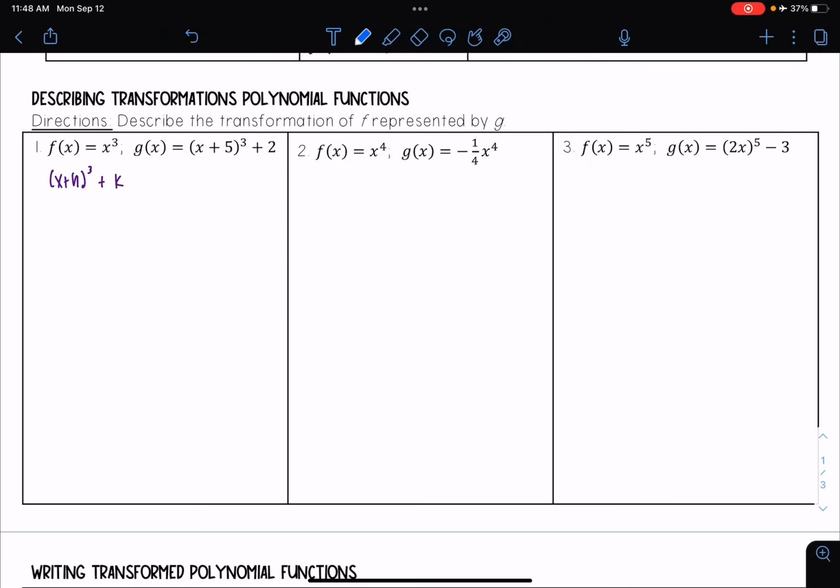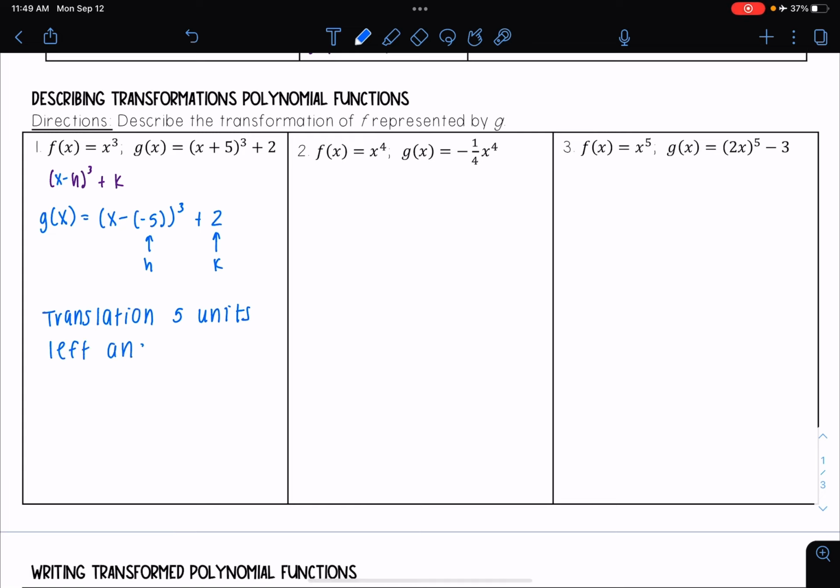So I'm going to go ahead and rewrite this g of x to equal, instead of having x plus 5, I want to see what that really is. So it's going to be (x minus negative 5) cubed + 2, because it's in that form of x minus h. So that means that my h here is negative 5, and my k here is 2. So I can say that the graph of g is a translation 5 units left and 2 units up.